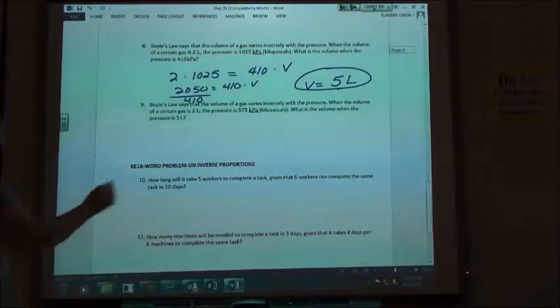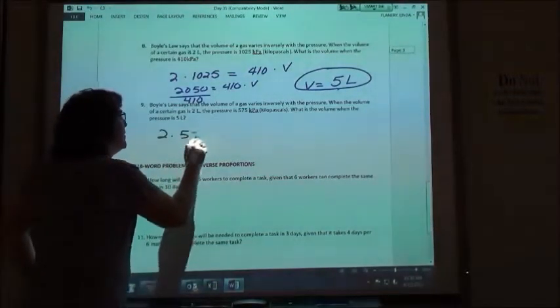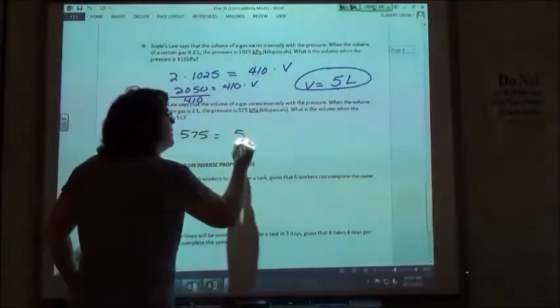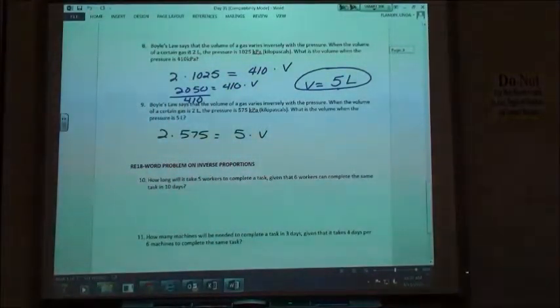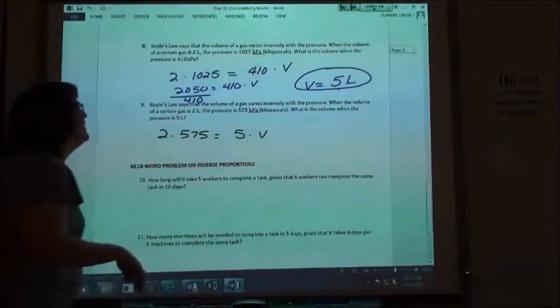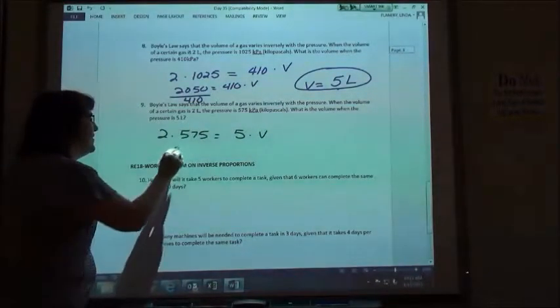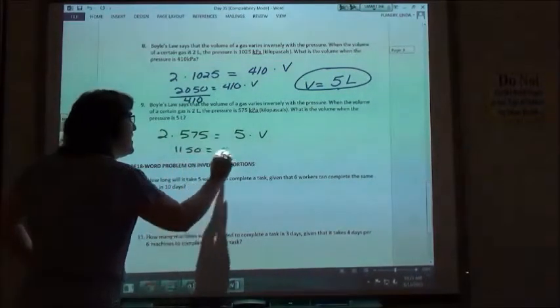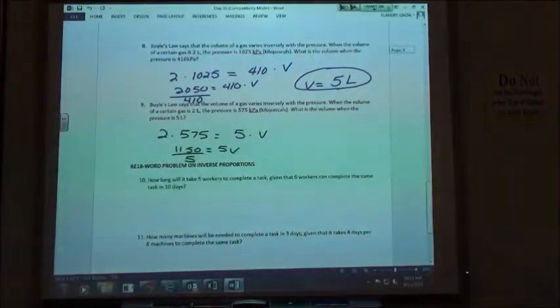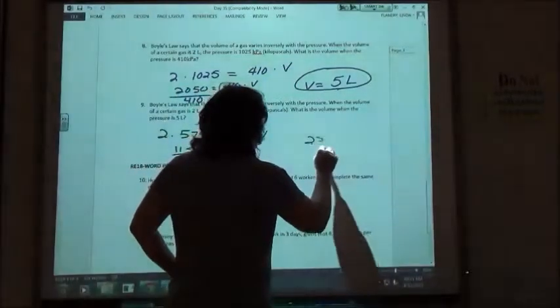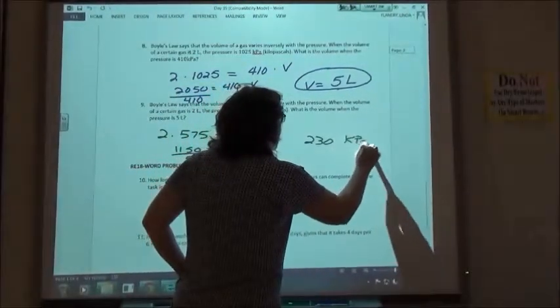2 times 575 equals 5 times V, I guess. 5 times the volume, or whatever variable you want to use. So 2 times 575 would be 1,150. 1,150 equals 5V. And if we divide by 5 then, 230. 230 kilopascals.